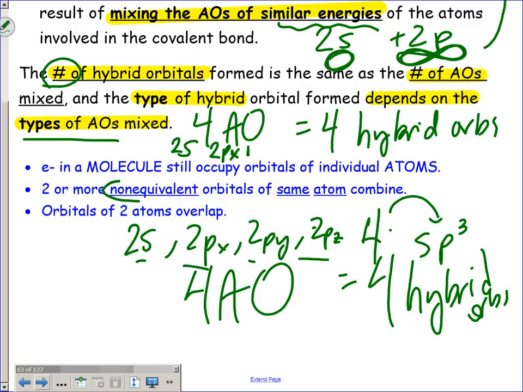So what it means by non-equivalent orbitals in the same atom combine is that the s, which is non-equivalent to p, will combine, which is what the hybrid over here is. Somebody asked, are those all p orbitals coming off carbon? These are sp3 orbitals coming off carbon. This is an sp3 hybridized orbital, sp3 hybridized orbital, sp3 hybridized orbital. Hold on, let me go to the next slide.